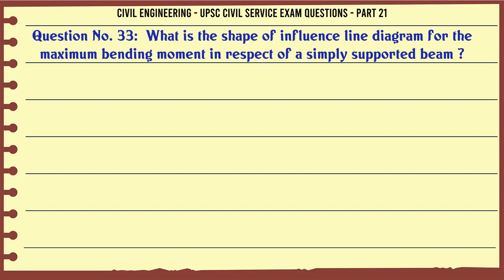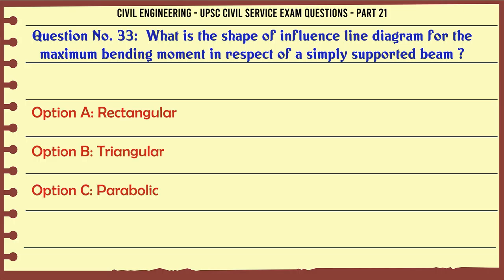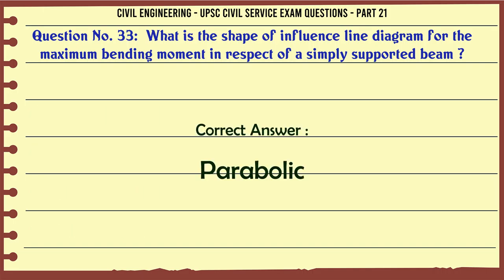What is the shape of influence line diagram for the maximum bending moment in respect of a simply supported beam? A. Rectangular. B. Triangular. C. Parabolic. D. Circular. The correct answer is parabolic.